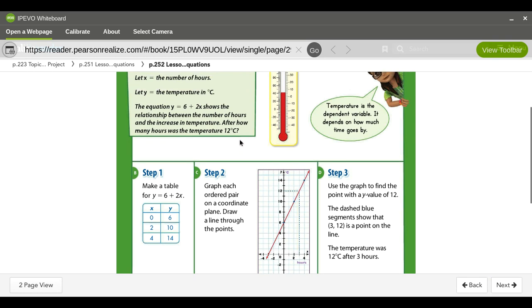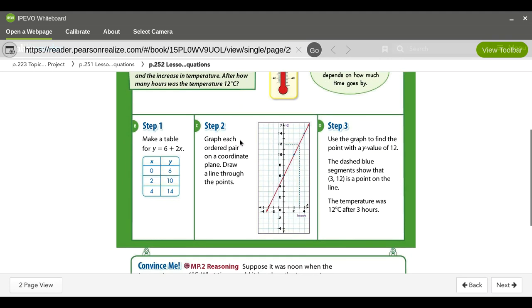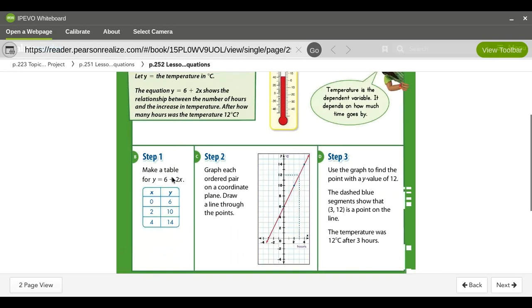Okay, so we're going to make a table. So here's the equation that we have, which is nice that they gave us that equation. The equation that we have is y equals 6 plus 2x. So if x is 0, it's going to be 6 because 2 times 0 is 0, plus 6 is 6. So you'll notice here that they didn't give us 12 degrees Celsius because that's what we're trying to find. But we just picked values. So they just picked 0, 2, and 4 to find the values for the temperature.